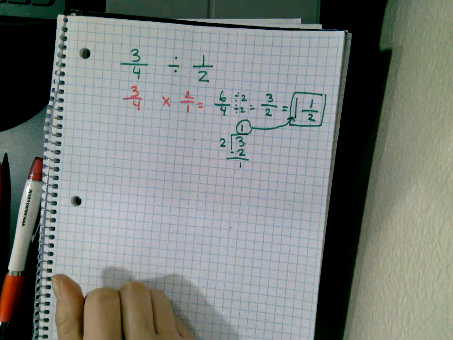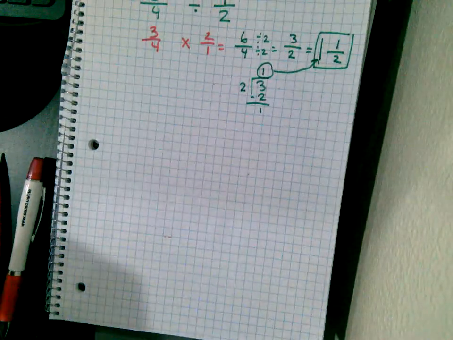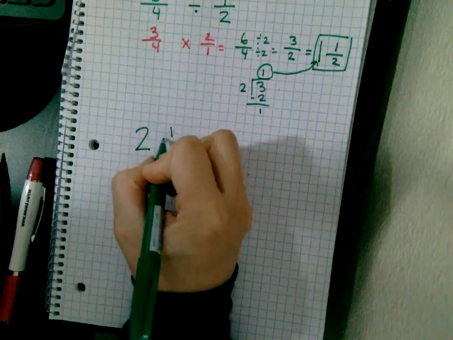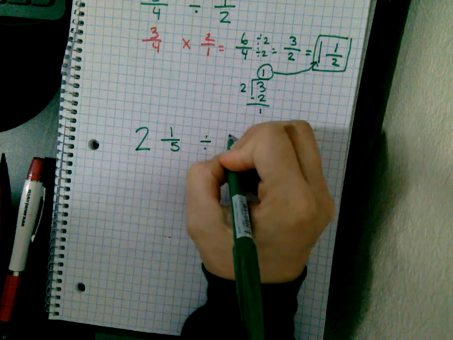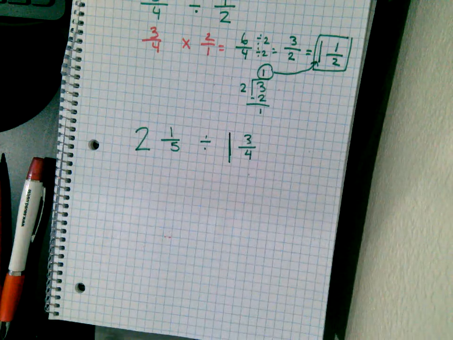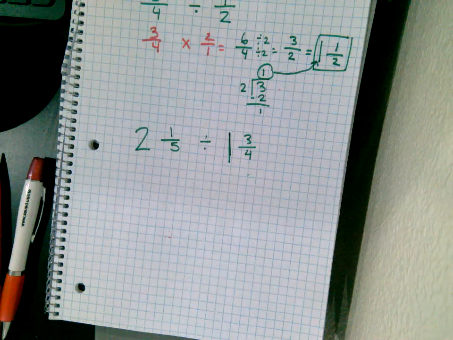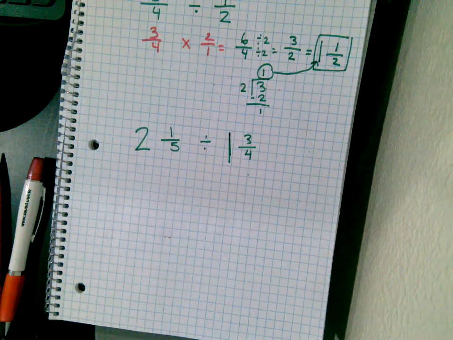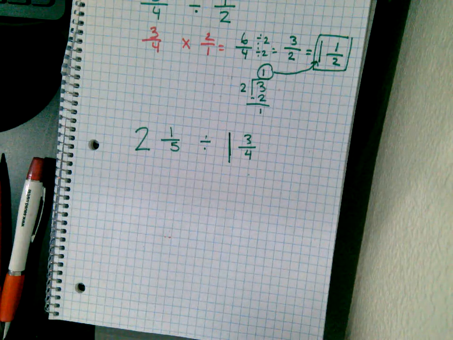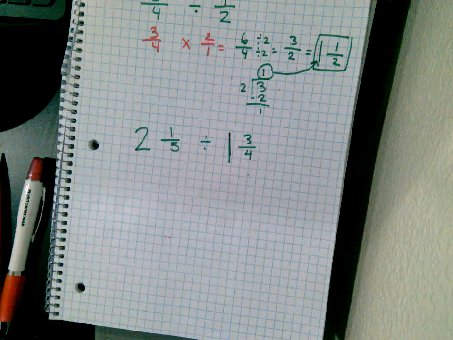All right. Now we're going to kick it up one more notch. What would you do if I gave you a problem like this? 2 1/5 divided by 1 3/4. What would you guys do first? What needs to be done first? What do you guys think needs to be done first? Make the mixed number into an improper fraction.